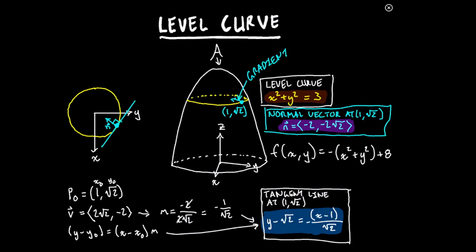All right, so that's all three things that we set out to find: the level curve, the normal vector at some point on the level curve, and the tangent line at that point.